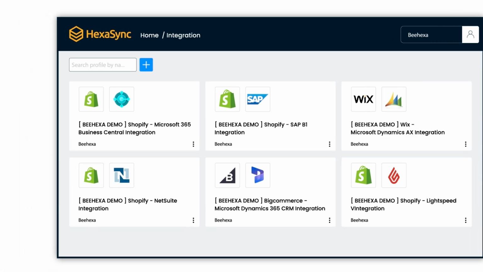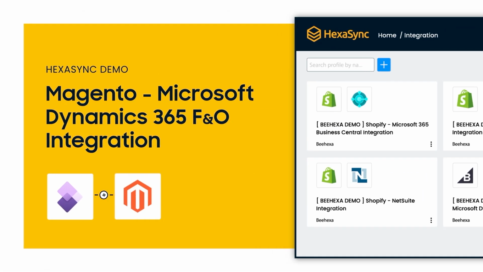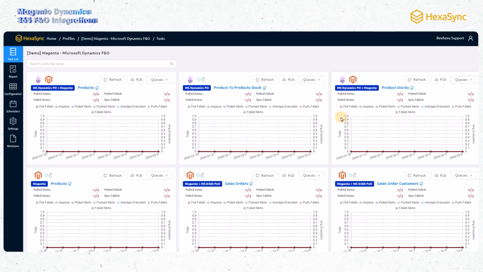In this demo, we highlight how HexaSync syncs product data from Microsoft Dynamics 365 Finance and Operations to Magento by creating a new item. Firstly, we will create the new item, and then the HexaSync platform will sync the data from Microsoft Dynamics 365 Finance and Operations to Magento.